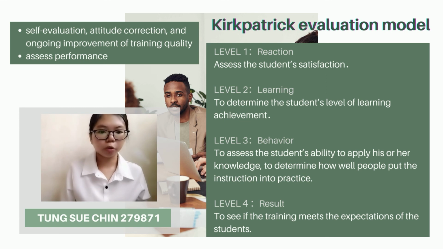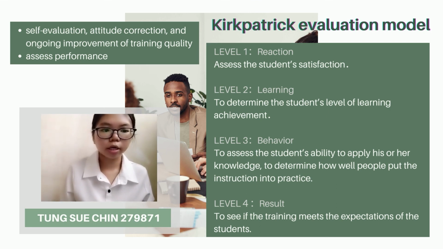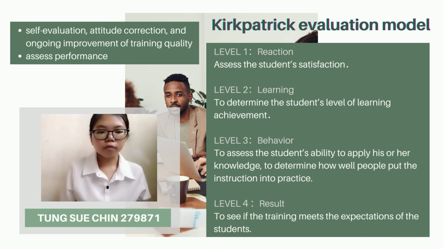First level is reaction. Assess the students' satisfaction. We can determine how effectively they receive the instructions by measuring how engaged they were, how actively they contribute, and how they react to it. The second level is learning. To determine the student level of learning achievement, examine the students' learning effects and assess their mastery of knowledge and ability. We will measure what the students have learned by using the Google Form.